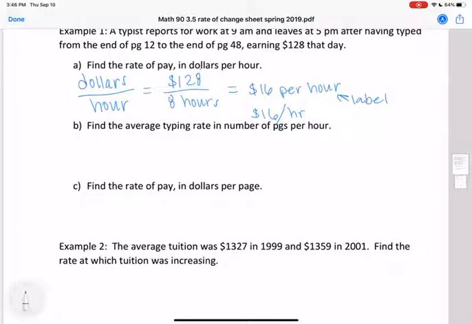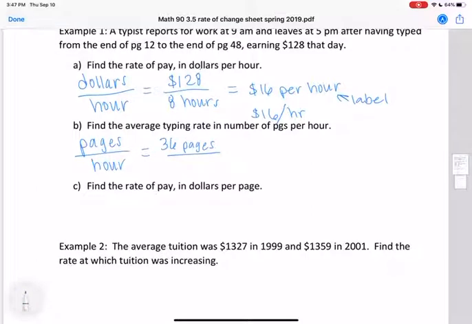So part B, find the average typing rate in number of pages per hour. So write it in words, pages per hour. The pages, how many pages was it? Well, she went from 12 to 48. So I'm just going to do 48 minus 12 is 36 pages.